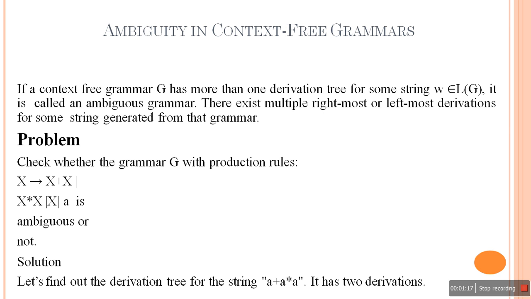There exist multiple rightmost or multiple leftmost derivations for some string. Means for a string S, we can have more than one rightmost or more than one leftmost derivation generated from that grammar. So such type of grammar is called ambiguous grammar.